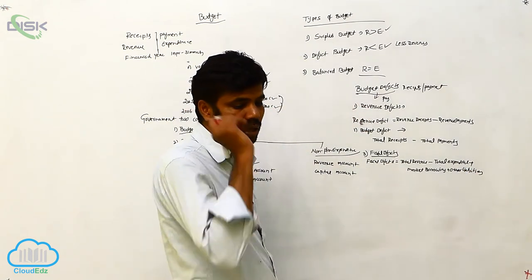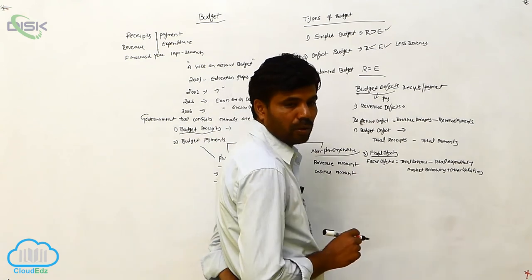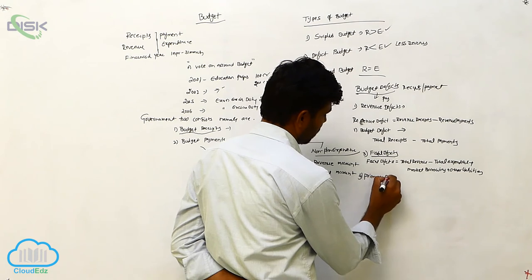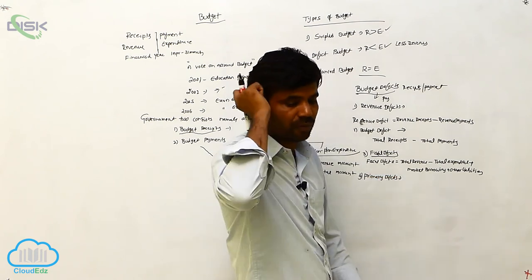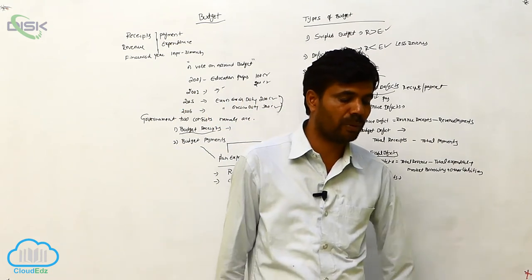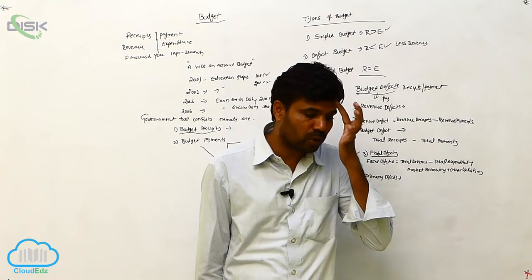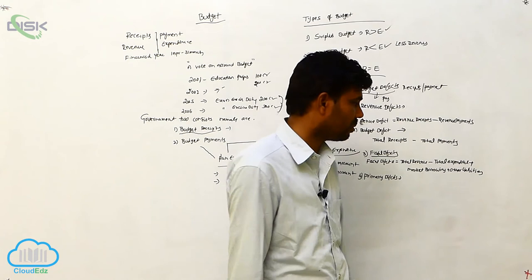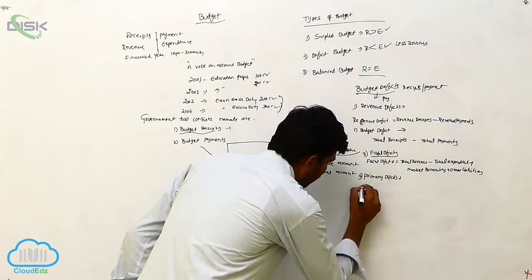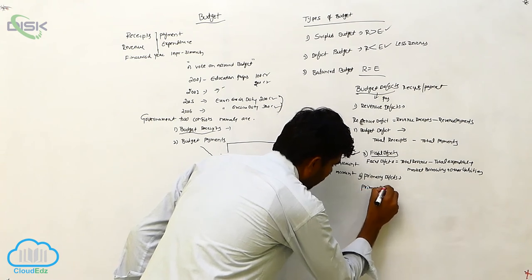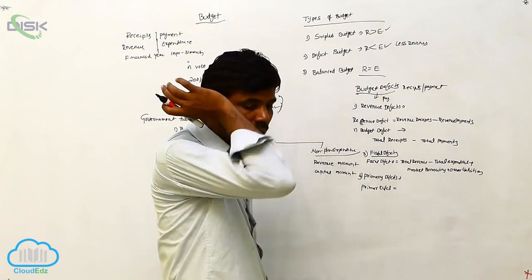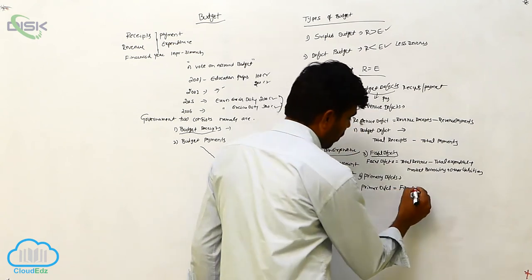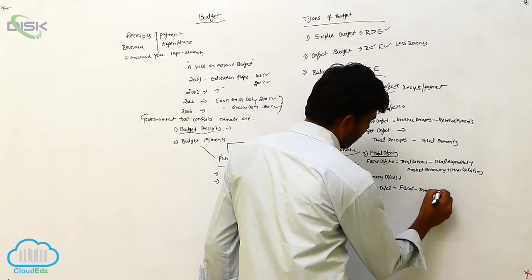Okay, this is the fiscal deficit. So last is primary deficit. What, sir? Primary deficit. So how can you measure the primary deficit? It is the fiscal deficit minus interest payment. Primary deficit is equal to fiscal deficit minus interest payment.